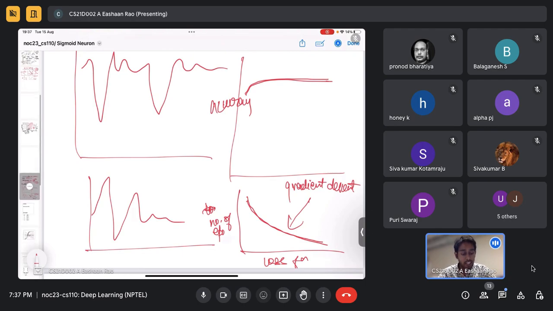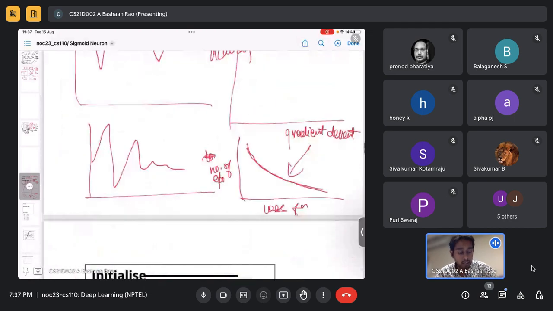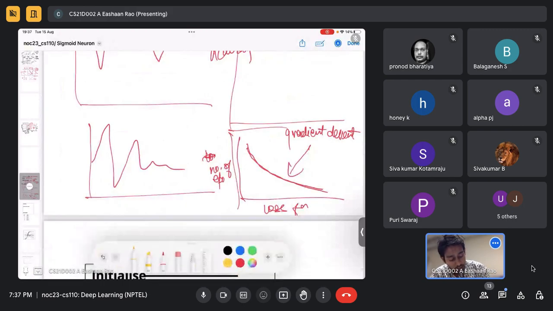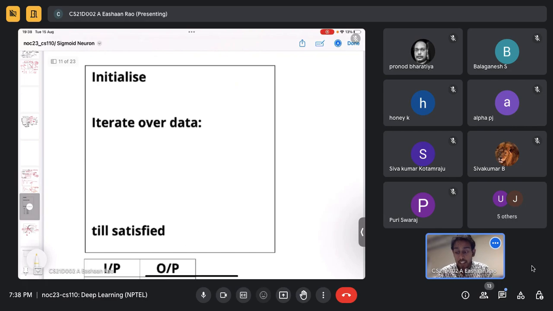So you now get an idea of how a typical learning algorithm looks and what we are trying to achieve through it. We are trying to reach this part of the loss function, the bottom right corner. Let's see what we can have with respect to the learning function for the sigmoid.